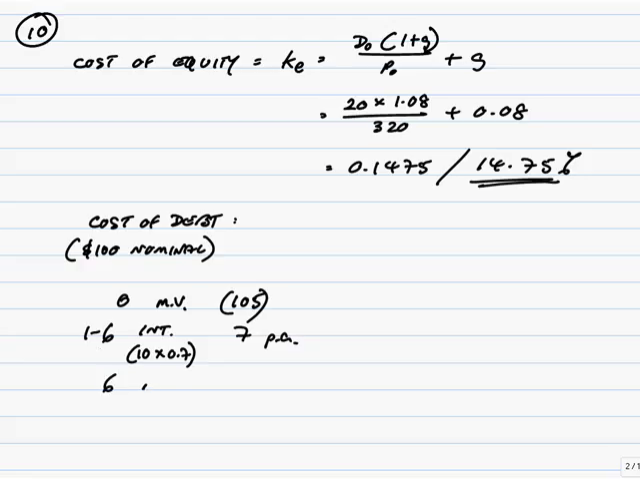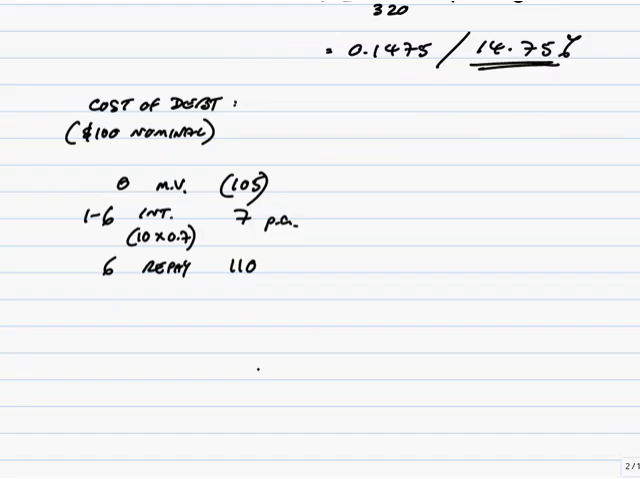Finally, in 6 years' time, there's a repayment or redemption. They're redeemable at a premium of 10%. Again, the 10% premium is on nominal value. So 100 nominal plus 10%, 110. And that's not tax allowable. The cost of debt will be the internal rate of return.